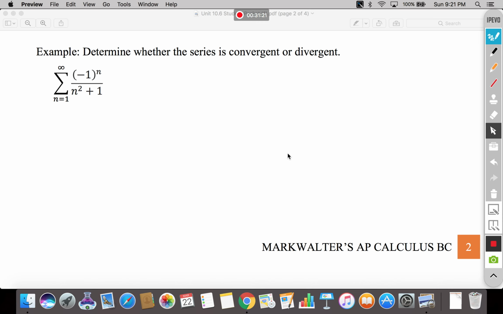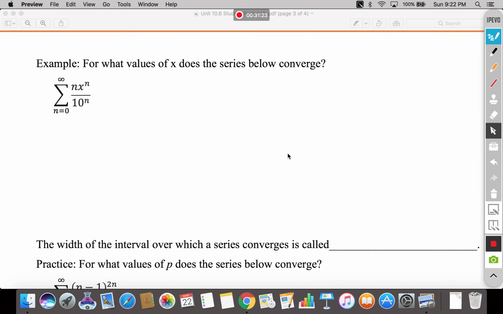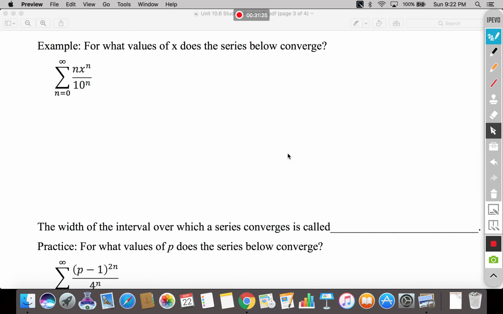Let's keep going. I feel like I'm getting better. All right. Last page here.